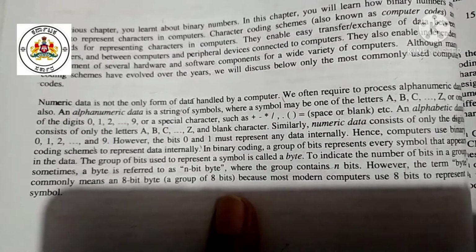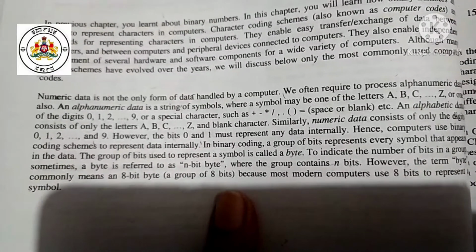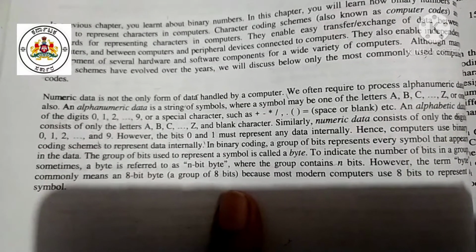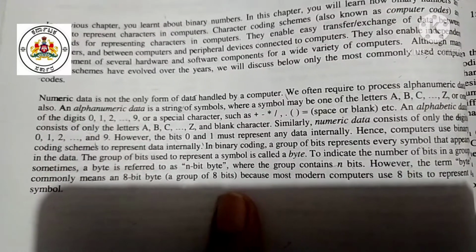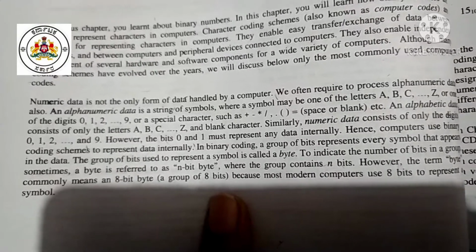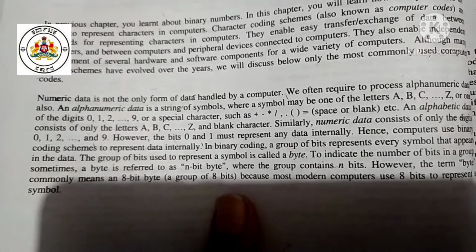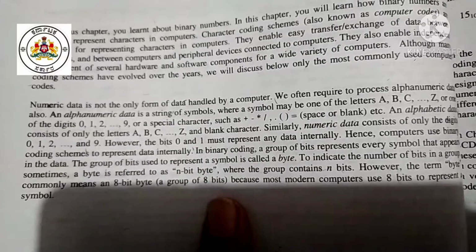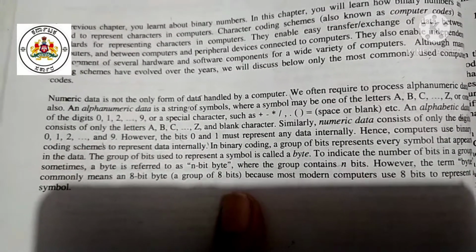A group of 8 bits we call a byte. To indicate the number of bits in a group, a byte is referred to as an n-bit byte, where the group contains n bits. The term byte commonly means an 8-bit byte, because modern computers use 8 bits to represent one symbol.